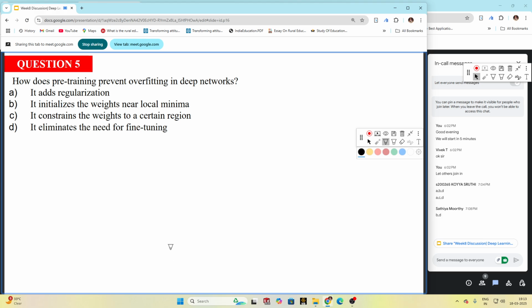How does pre-training prevent overfitting in a deep network? Option A, it adds regularization. Option B, it initializes the weights near local minima. Option C, it constrains the weights to a certain region. Option D, it eliminates the need for fine tuning. So any guesses for this?